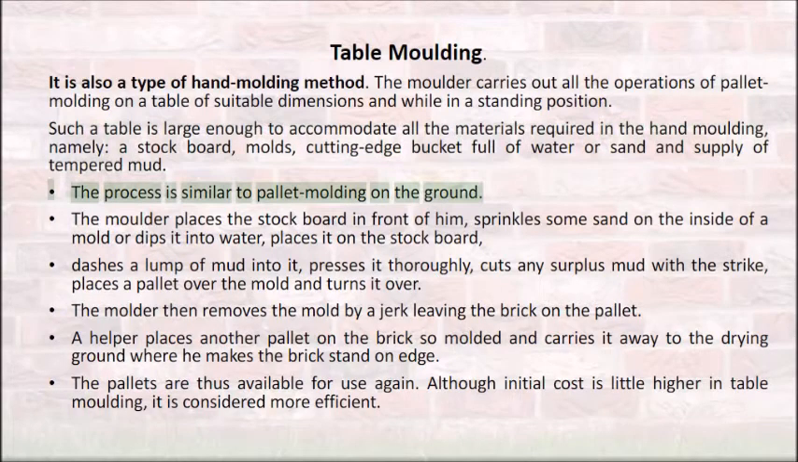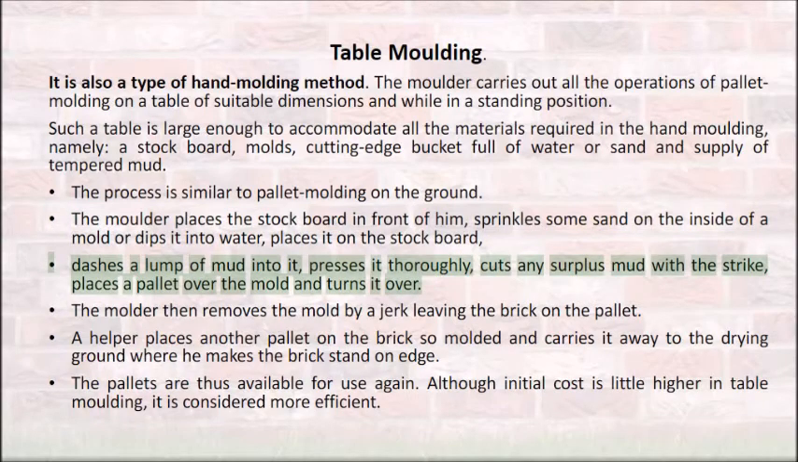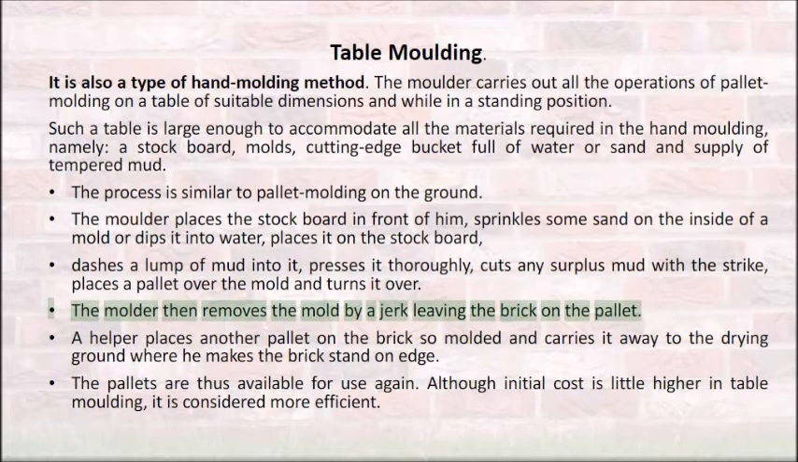The process is similar to pallet molding on the ground. The molder places the stock board in front of him, sprinkles some sand on the inside of a mold or dips it into water, places it on the stock board, dashes a lump of mud into it, presses it thoroughly, cuts any surplus mud with the strike, places a pallet over the mold and turns it over. The molder then removes the mold by a jerk, leaving the brick on the pallet.